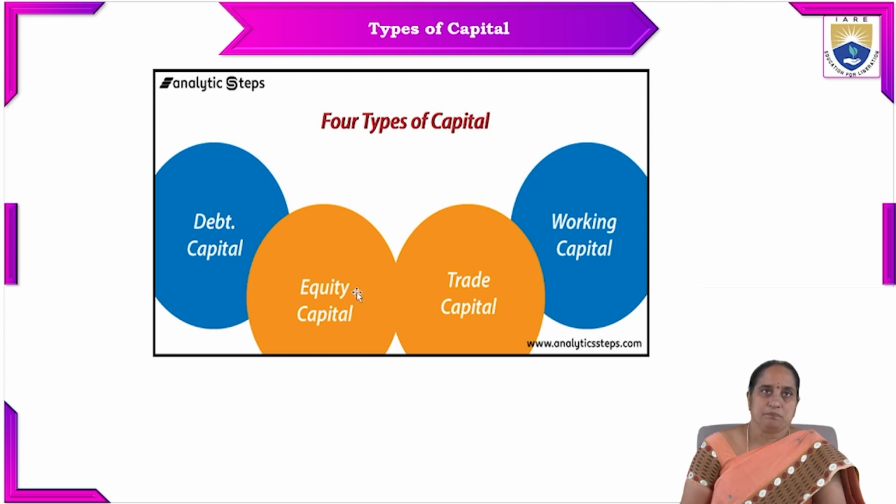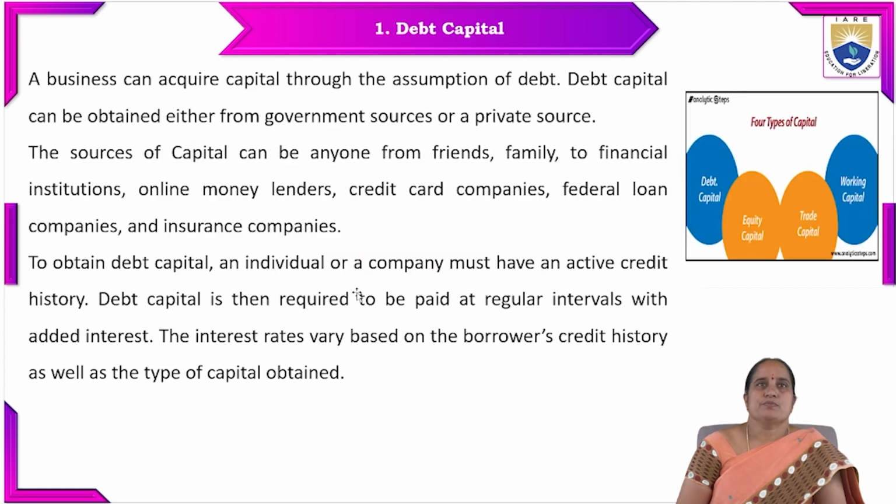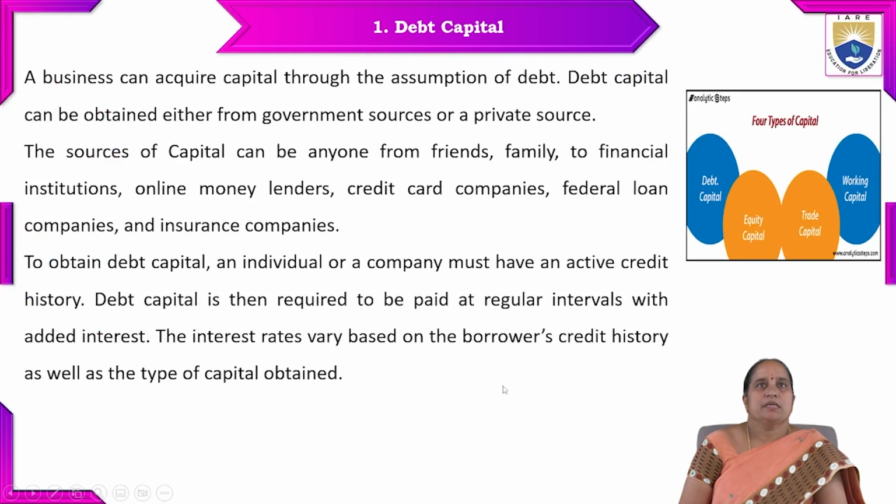Then coming to the types of capital, basically we have four types: debt capital, equity capital, trade capital, and working capital. Coming to the first one, debt capital. A business can acquire capital through the assumption of debt. Debt capital can be obtained either from government sources or a private source. The sources can be anyone: friends, family, and financial institutions. We can even get money from online money lenders, credit card companies, federal loan companies, and insurance companies. All these are some of the sources of debt capital.